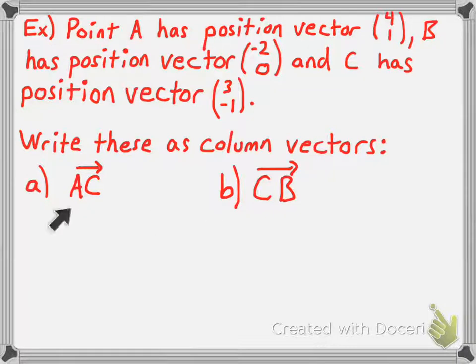Because those are resultant vectors, right? It's from one point to another. It's not from the origin to a point. Go ahead and try it out real quick.